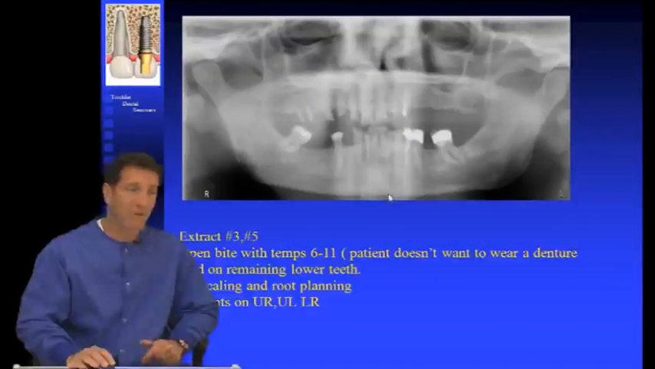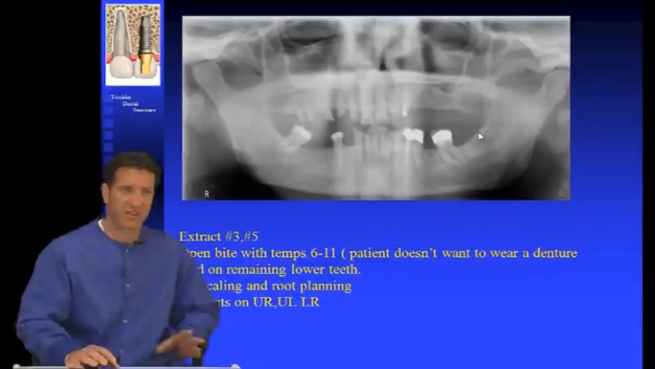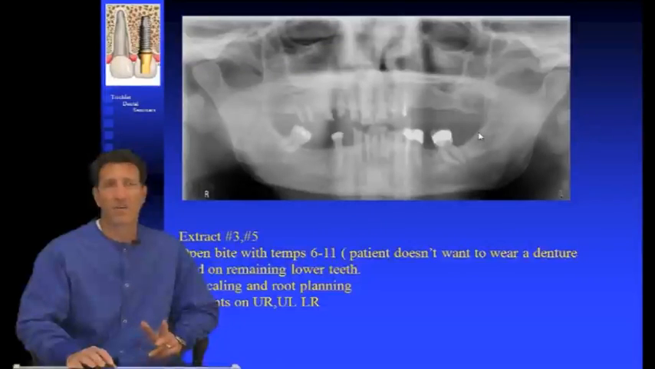So what I would do in a case like this, I would extract number 3 and 5. I would open the bite with some lab processed metal reinforced temps. Patient does not want to wear a denture. I would go 6 to 11 with the temps with some cantilevers. I would do scaling and root planing. And then I would do implants on the upper right, upper left, and lower right. So once again, I would open the bite, provisionalize them, do the perio, place implants, and allow those to heal.